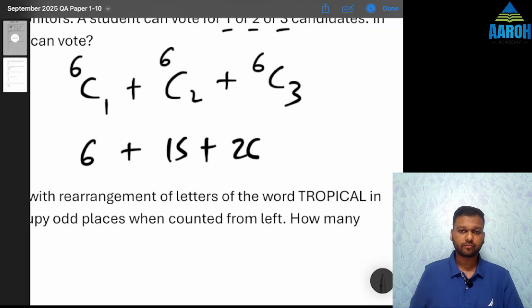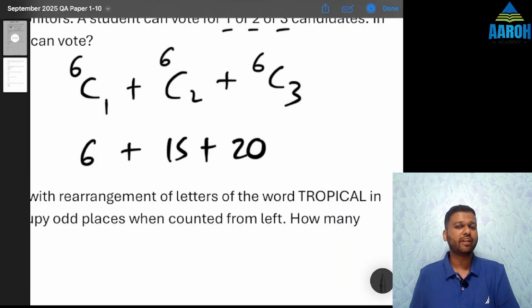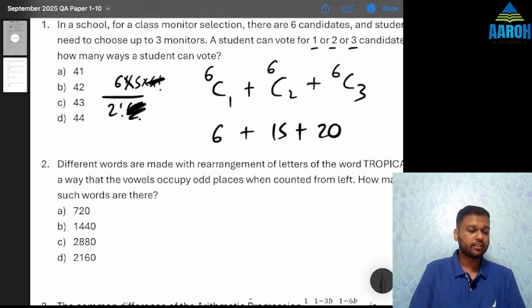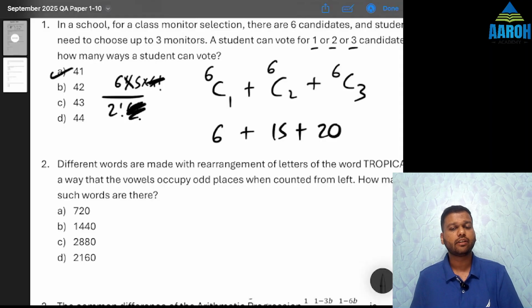So 20. If you get confused or if you are taking too much time to calculate combinations, NCR, then I have uploaded a short video, some 1 minute video on the channel already on how to do this quickly. So go through that. I'll give you a link in the description. So check how much is this. 20 plus 15 plus 6, is it 41? Option A is the correct answer.